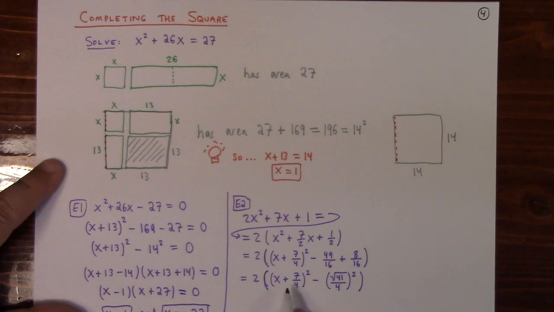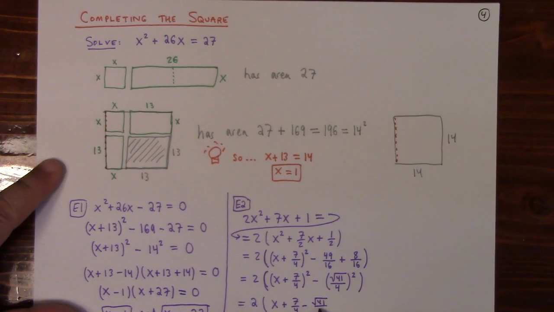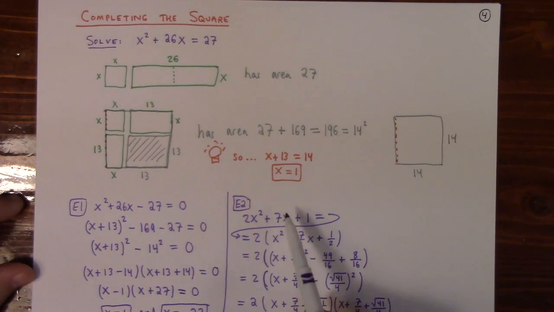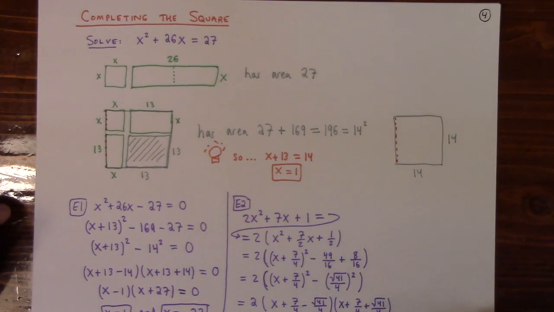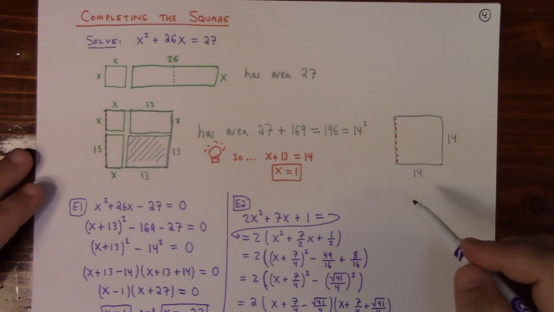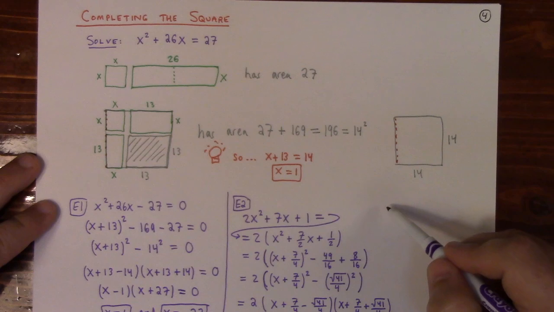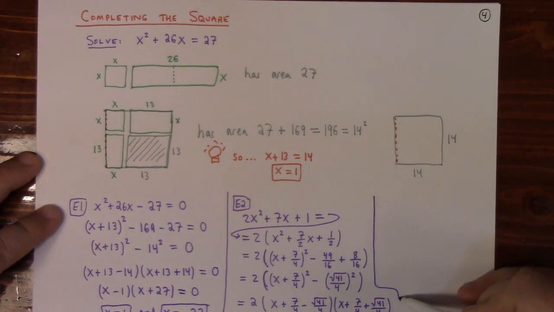So now I've got difference of squares, so I got 2 times x plus 7 quarters minus the square root of 41 over 4, x plus 7 quarters plus the square root of 41 over 4. Now, this right here, my friends, I don't think you would have been able to guess that's how you factor that, right? But completing the square gives us an ironclad, you can't go wrong method. Completing the square doesn't involve guessing. Completing the square is an algorithm.